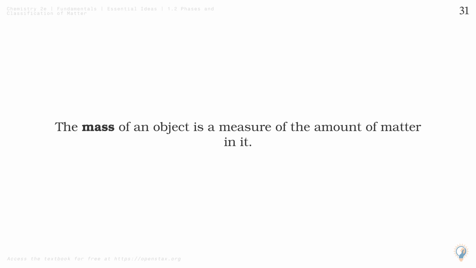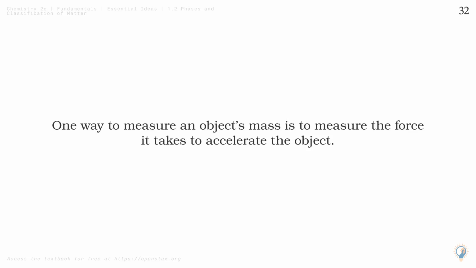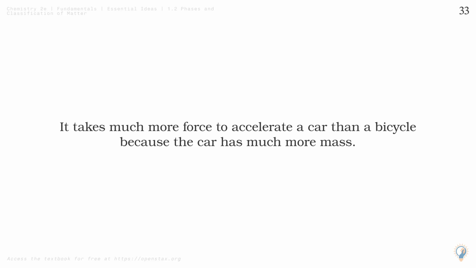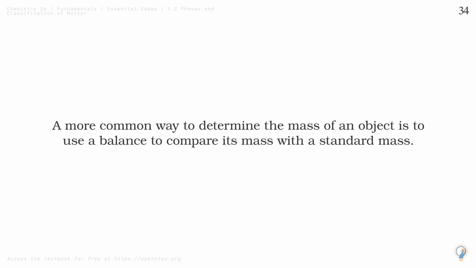The mass of an object is a measure of the amount of matter in it. One way to measure an object's mass is to measure the force it takes to accelerate the object. It takes much more force to accelerate a car than a bicycle because the car has much more mass. A more common way to determine the mass of an object is to use a balance to compare its mass with a standard mass.